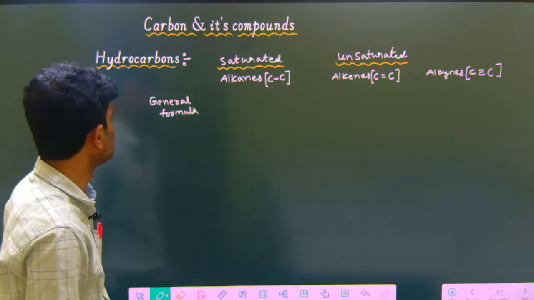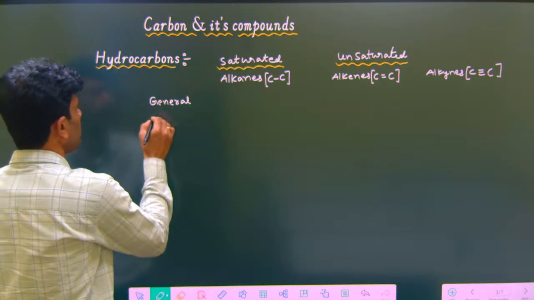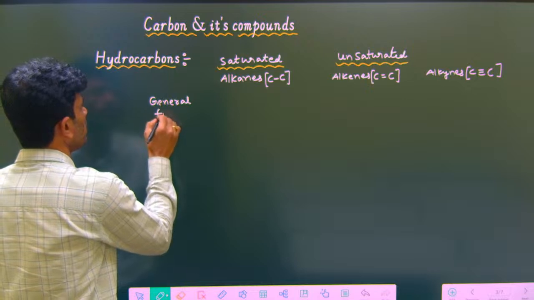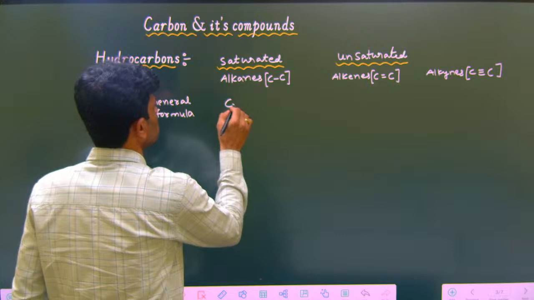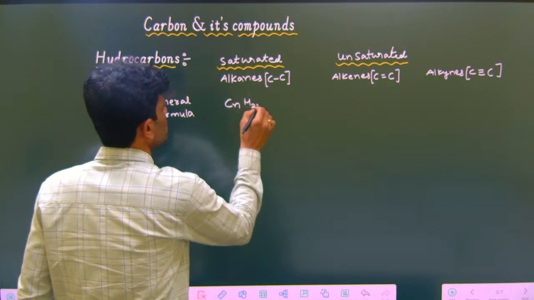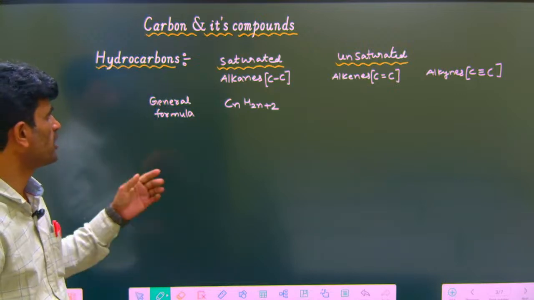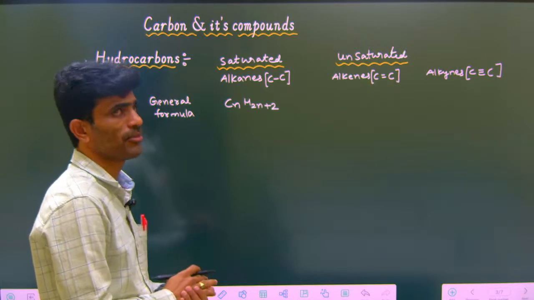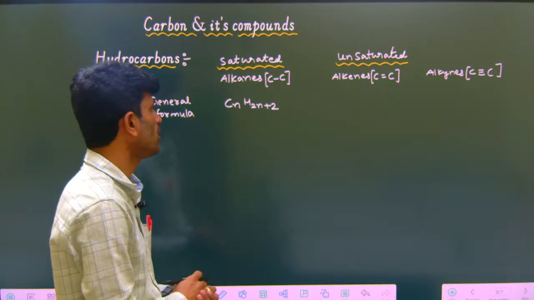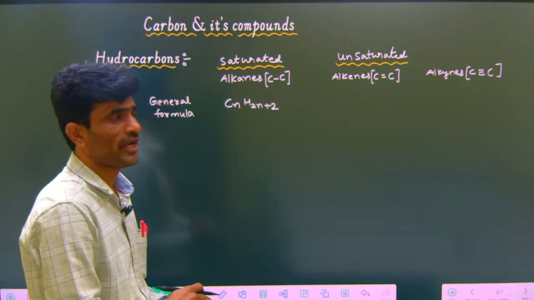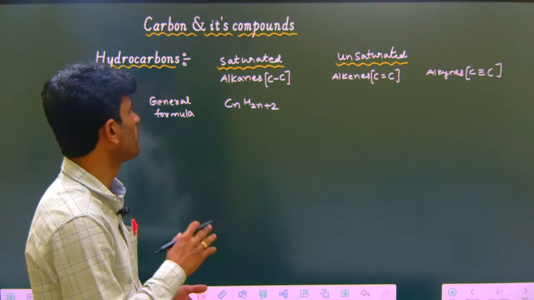General formula of alkanes. Do you know anyone alkanes general formula? That is CnH2n+2. What does it mean? If you have n carbons, there will be 2n hydrogens, plus 2. That means the number of hydrogens will be 2 more than double the number of carbon atoms.